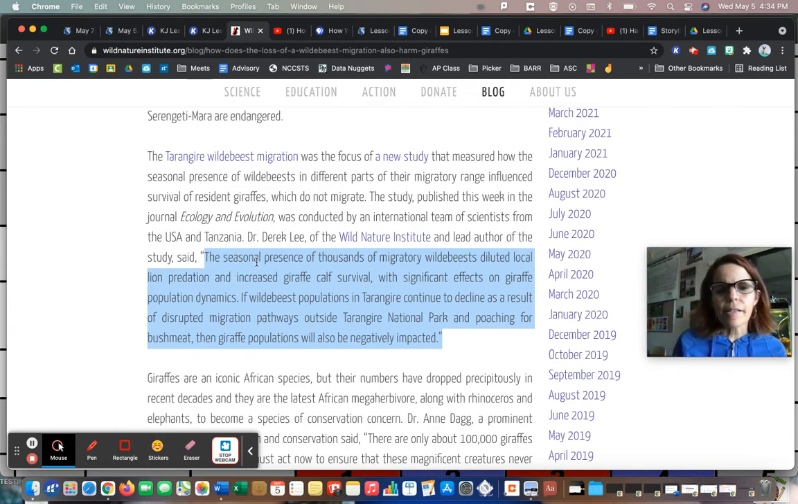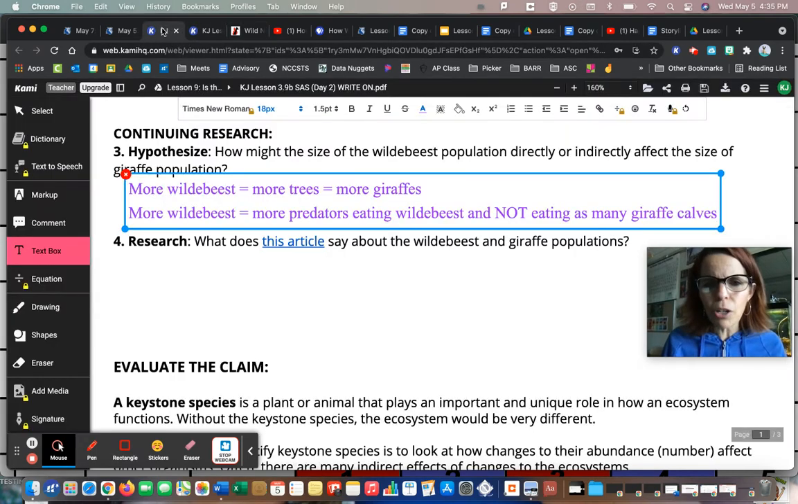It says the seasonal presence of thousands, hundreds of thousands, even more than 1 million migratory wildebeests diluted local lion predation. So that diluted means lessened local lion predation and increased giraffe calf survival with significant effects on giraffe population dynamics. Okay, so they're saying that the lions have not been attacking the giraffes as much, and we're actually seeing the giraffe population increasing, benefiting from the wildebeest population being large.